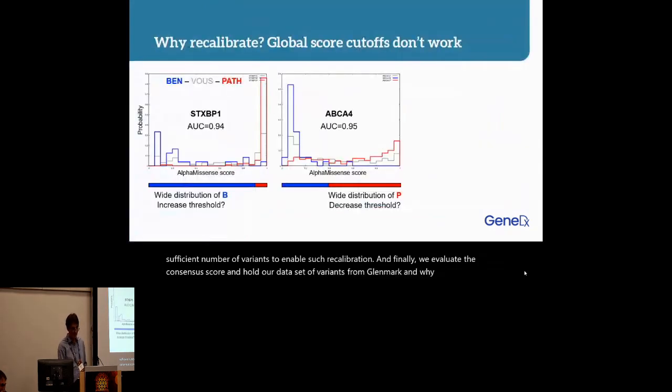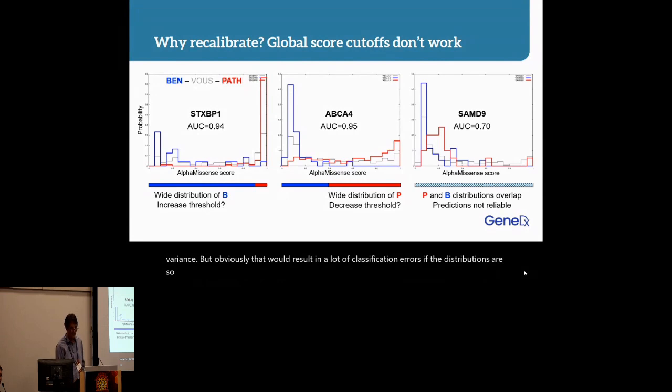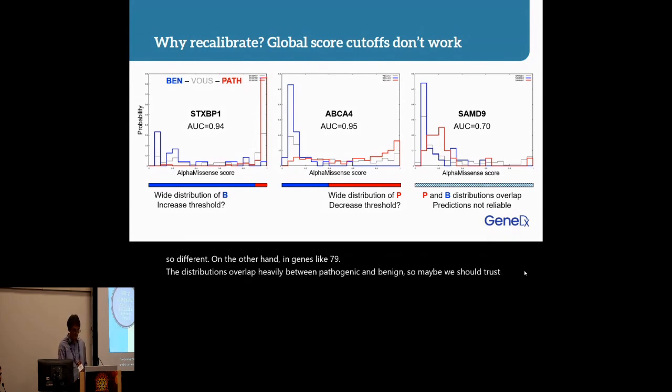Why recalibrate? When you look at gene-specific score distributions, you see that the distributions can be surprisingly different across genes. Here we see on the x-axis the AlphaMissense score, and on the y-axis the likelihood of finding a variant of the given pathogenicity at that score. Now we're supposed to apply a global score cutoff to select pathogenic and benign variants, but obviously that would result in a lot of classification errors if the distributions are so different. On the other hand, in genes like SEMD9, the distributions overlap heavily between pathogenic and benign, so maybe we should trust predictions less there.